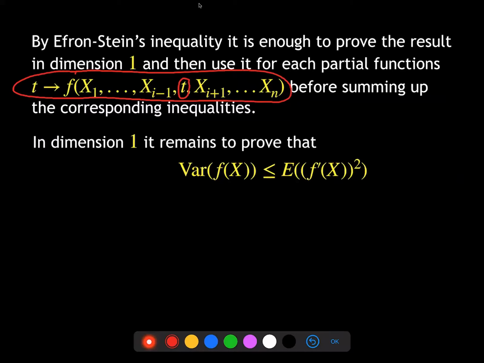And if you do that, you get an inequality that you can sum up along the coordinates. And since the squared norm of the gradient is defined as an additive formula from the squares of the partial derivatives, then Efron-Stein's inequality tells you that if the result is true in dimension 1, it is true in dimension n. So it is enough to prove the result in dimension 1 for all smooth functions.